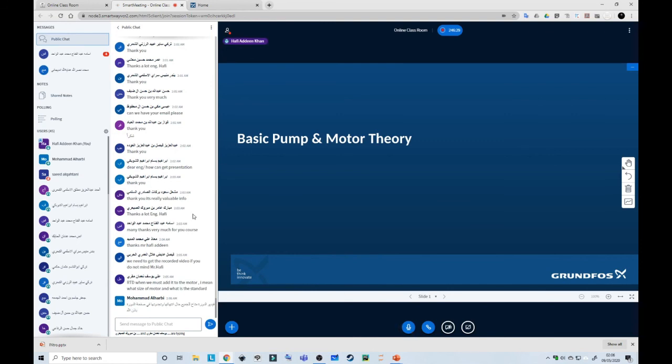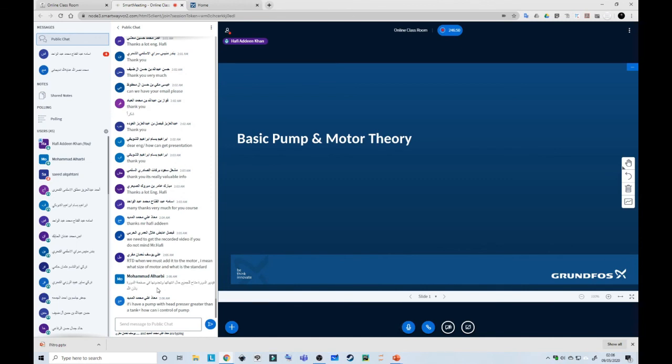So this is the last question. RTD, when must we add it to the motor? For RTD, above 3.5 kilowatt you must add it to the motor. That's it. This is the basic rule from my side. This is what we at Grundfos also do. But it is up to you. Usually manufacturers add it above 3.5 kilowatt.